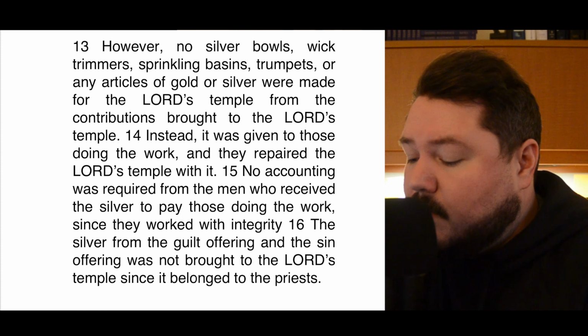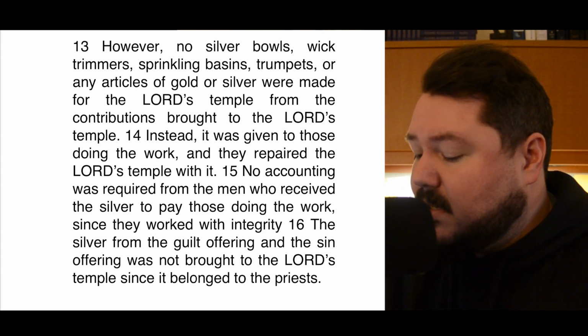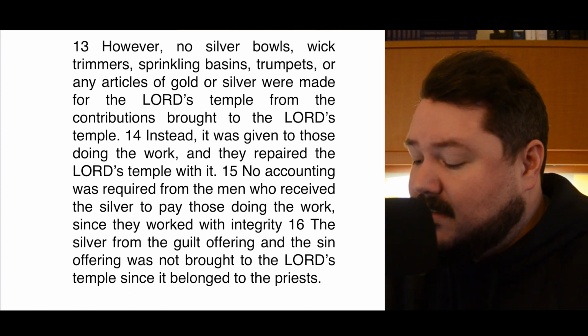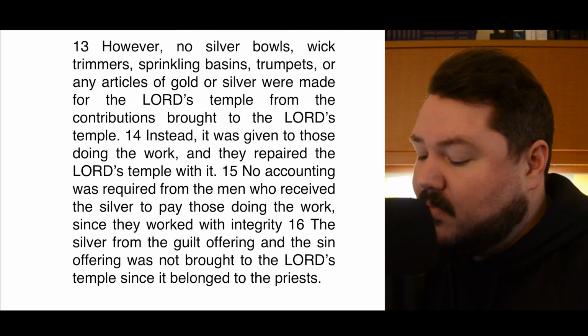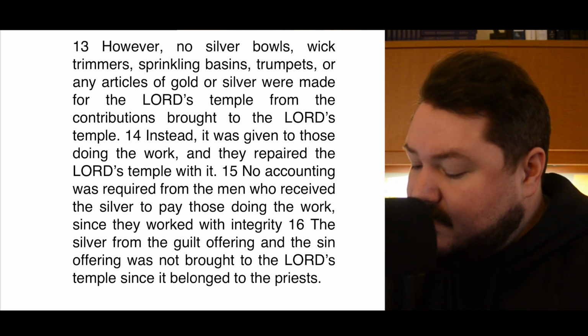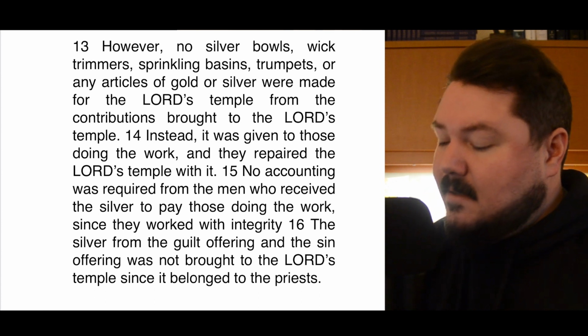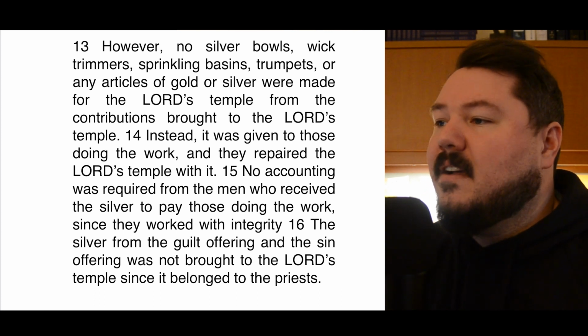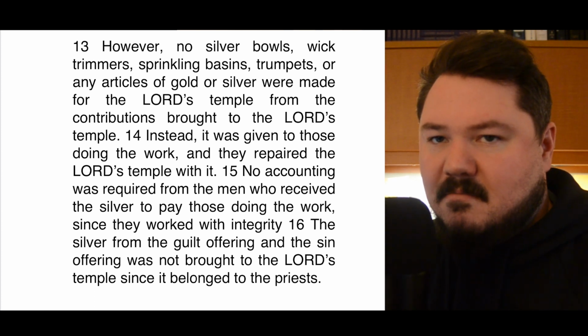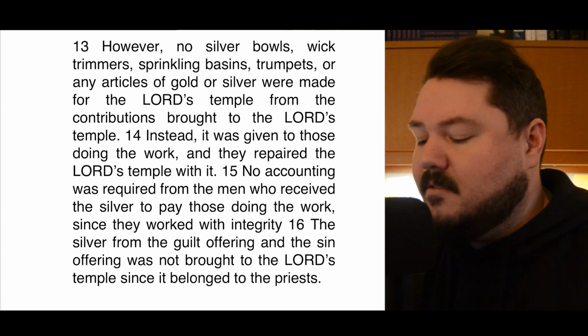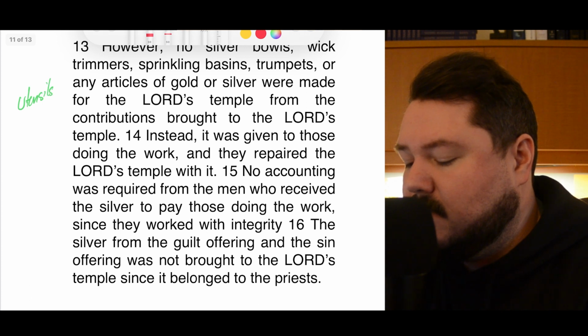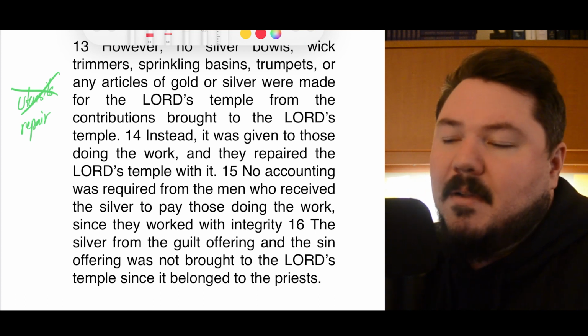However, no silver bowls, wick trimmers, sprinkling basins, trumpets, or any articles of gold or silver were made for the Lord's temple from the contributions brought to the Lord's temple. Instead, it was given to those doing the work, and they repaired the Lord's temple with it. In other words, none of the funds went to make temple utensils, is what they're saying. It all went for repair.